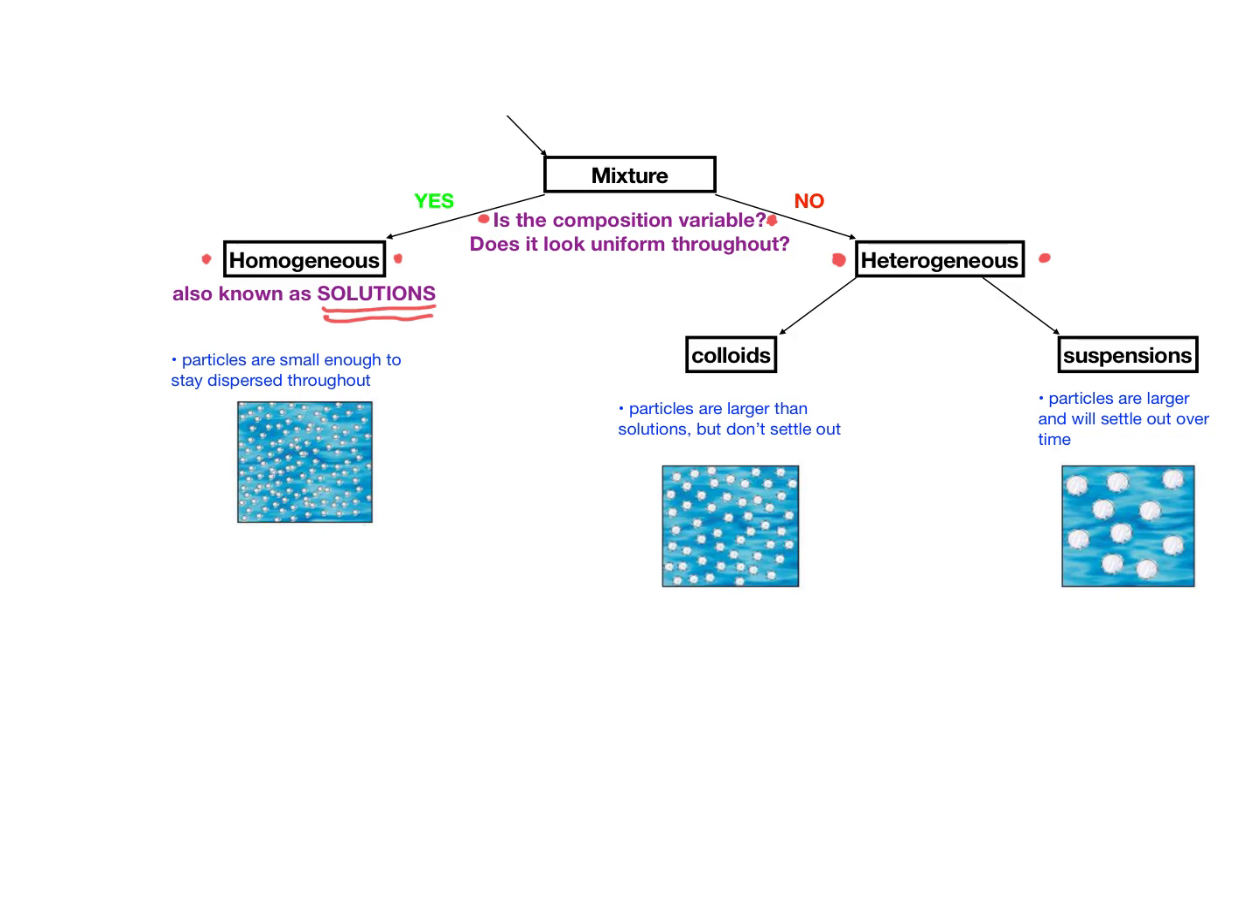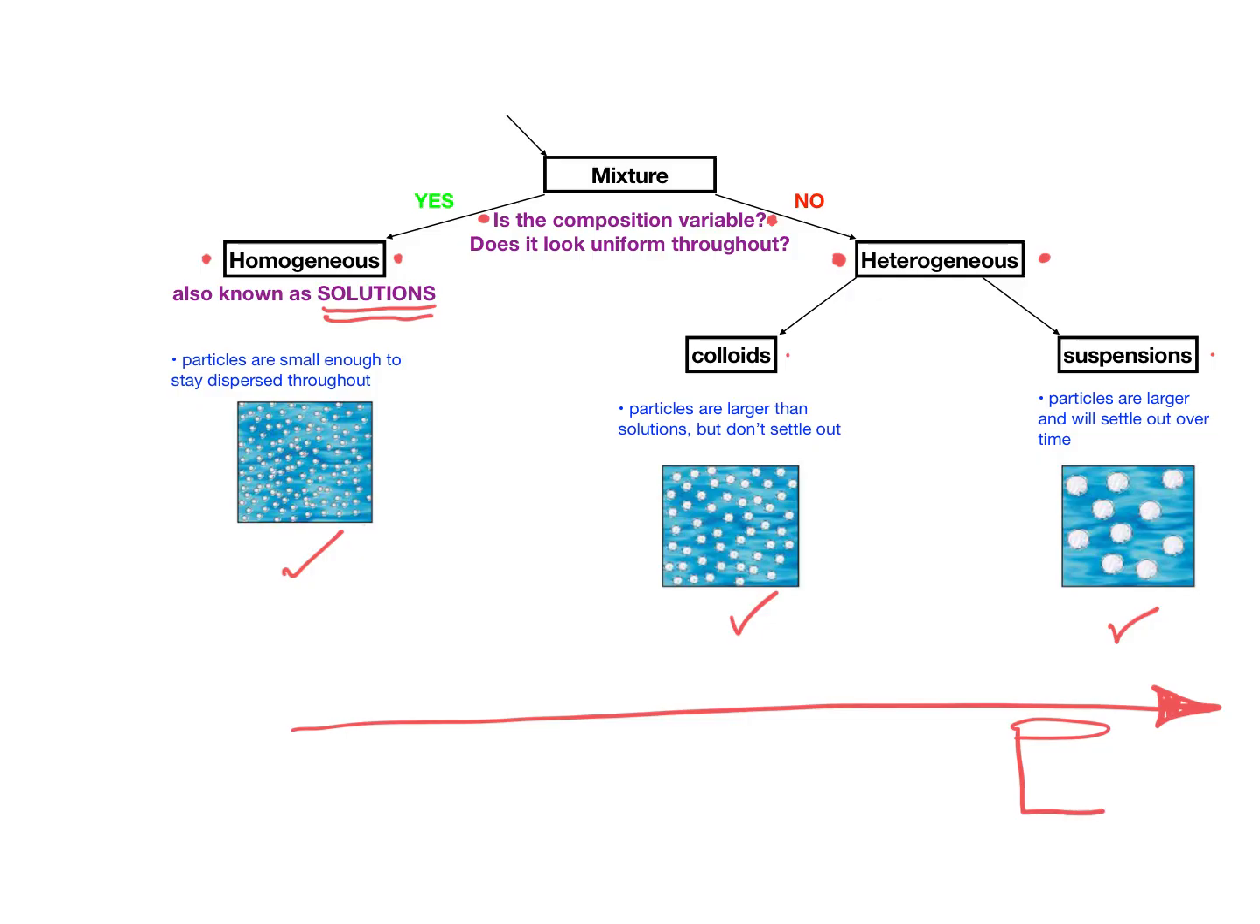Within heterogeneous mixtures, just in terms of particle size, we can mention these things called colloids and suspensions. And basically, if we look from solutions to colloids to suspensions, the particles are getting bigger. And so as a result, those particles are going to settle out over time so that eventually they will be on the bottom of your sample.